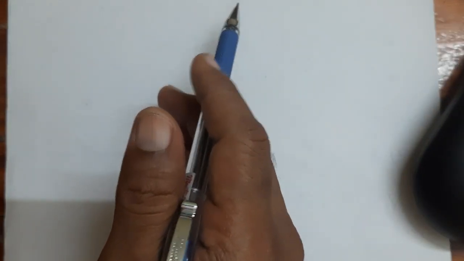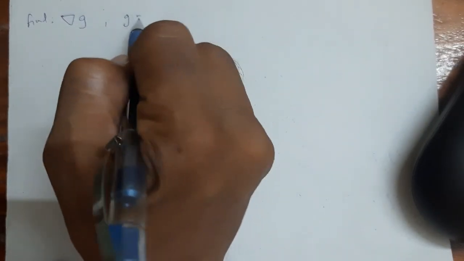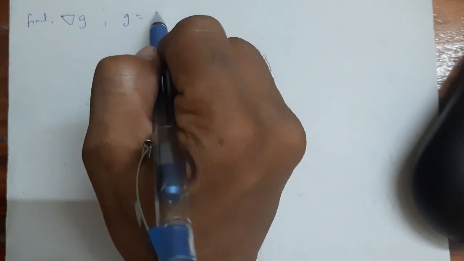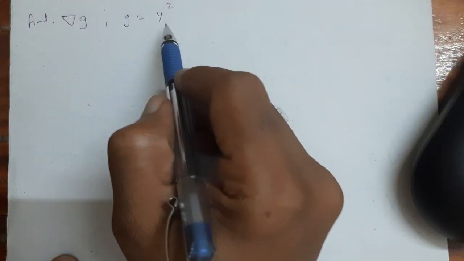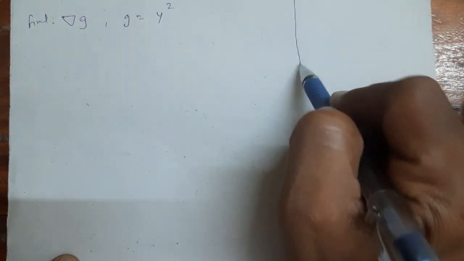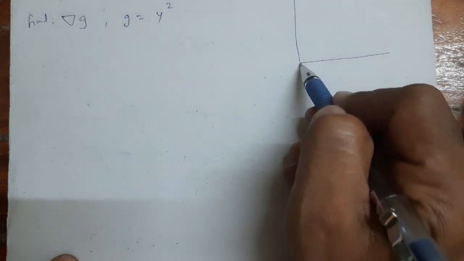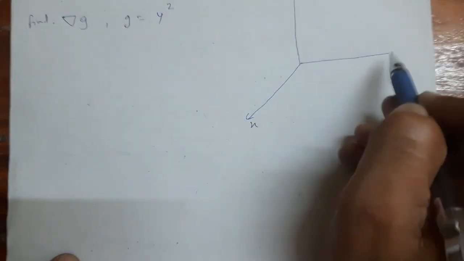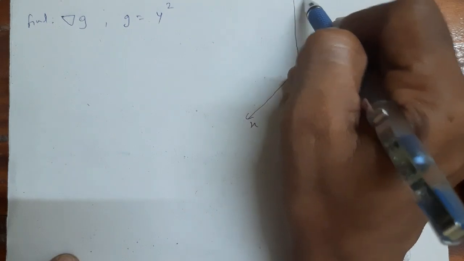Now I will give you one homework. Find the gradient of G. Say for example, find G with G to be equal to simple, it is y square. Okay. Now try to plot this function in Cartesian coordinate system. That means you will have to think about the z-axis, this is the y-axis, this is the x-axis. Therefore, this is the x-axis, here it is the y-axis, z-axis.